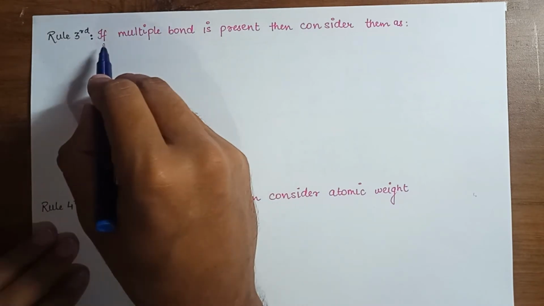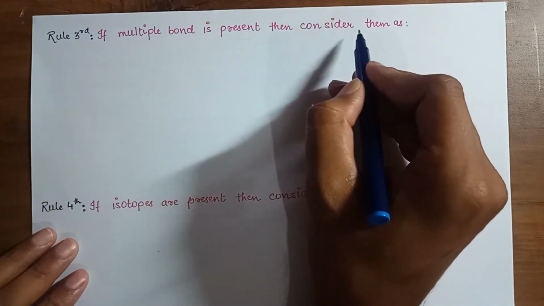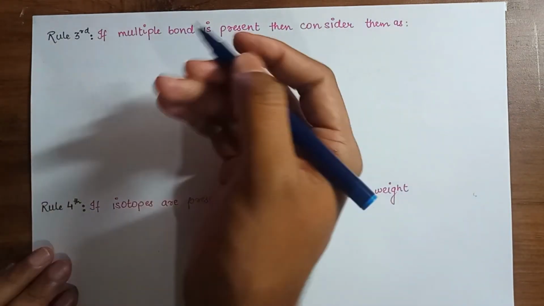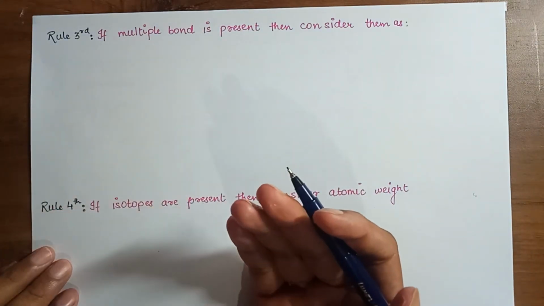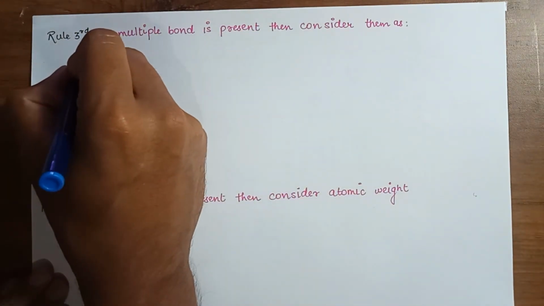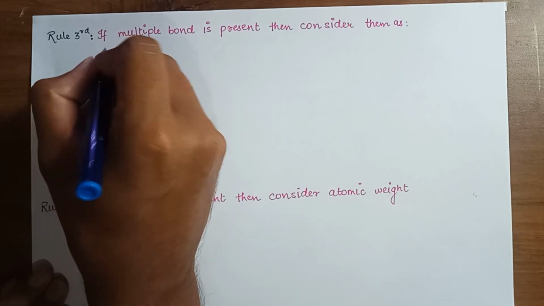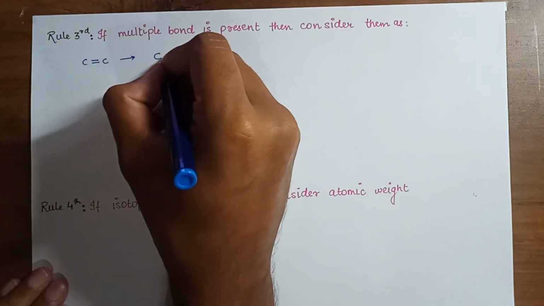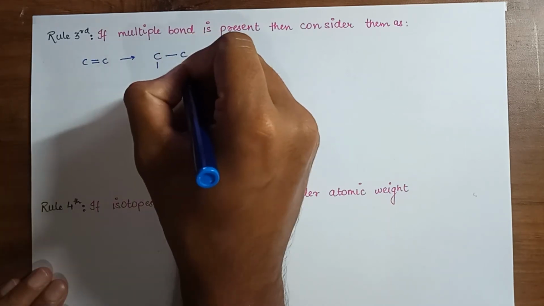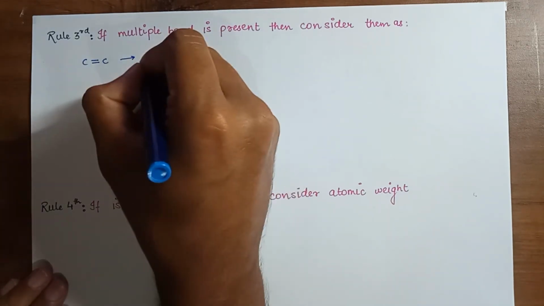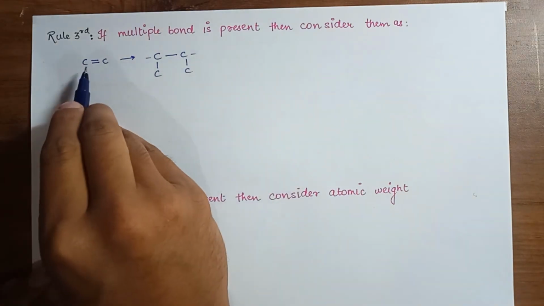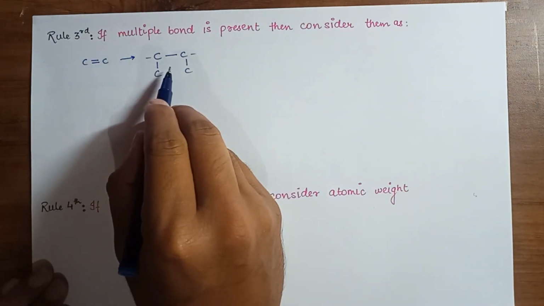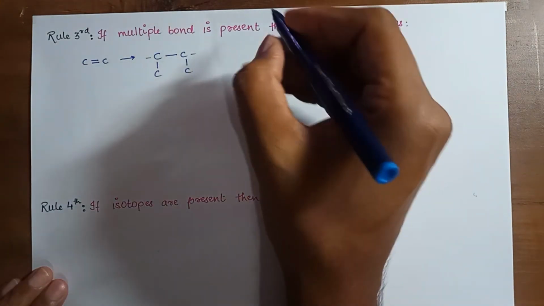Now third rule is, if multiple bond is present, then consider them as duplicated atoms. How to break the multiple bond or how to represent the multiple bond, we will see that. C double bond C. So how to represent C double bond C? What you have to do, you have to just break the bond and write C. Clear? C double bond C, it is represented as this in order to give the priorities.